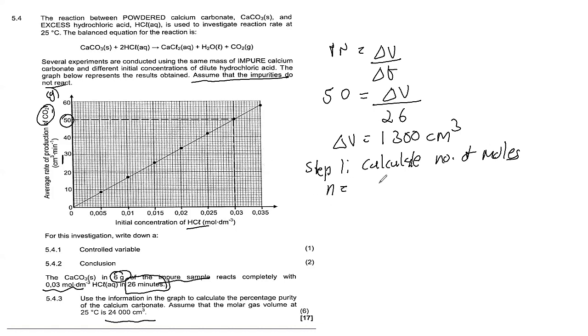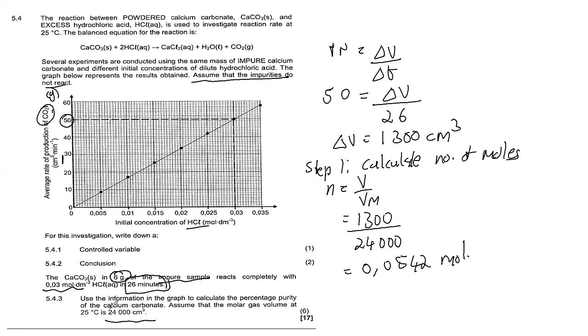So that means the formula that we have to use is n equals V over Vm. Then we have our 1,300 divided by our Vm. We've been told to take our molar gas volume as 24,000, so we substitute 24,000 here. Then let's find our number of moles. When we divide that, it gives us 0.0542 mole.